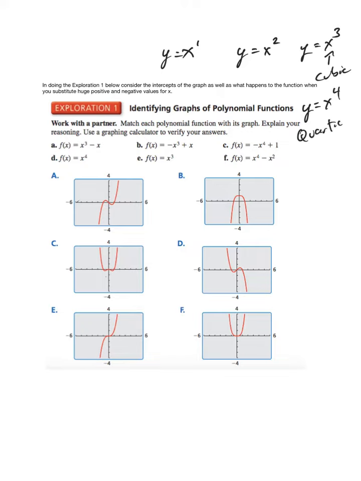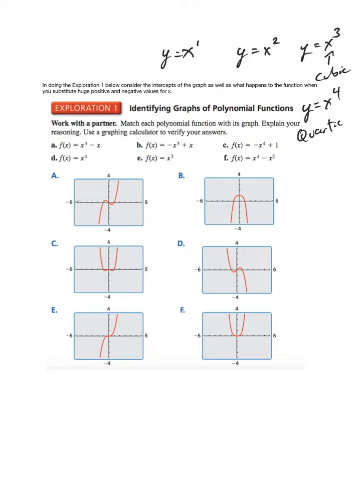So any equation or any function where the highest exponent is 4 will be a quartic function. Any function where the highest exponent is 3, I got a little too high there, is going to be called a cubic function. And we already know what a quadratic and a linear function is. In terms of what a cubic function looks like, cubic functions have end behaviors that are opposites.